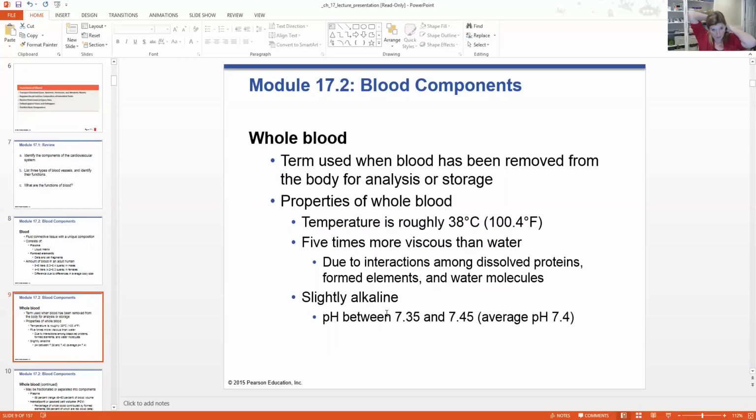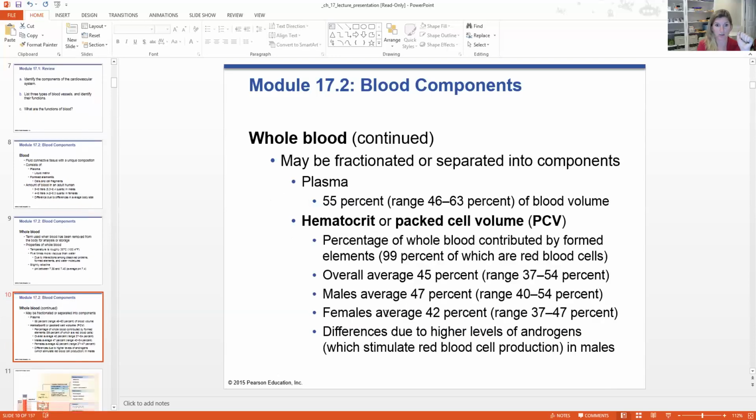So whole blood is the term that's used when the entire volume has been removed, the entire substrate, so the fluid and the formed elements. Roughly around 38 degrees Celsius, it is much more viscous, 5 times more viscous than water, so it's very thick, and that's because of all the dissolved proteins and the water molecules balancing out in our blood. And it's also slightly alkaline. 7.35 to 7.45 is the average pH of our blood. It needs to be maintained in that range for overall health and other body functions.